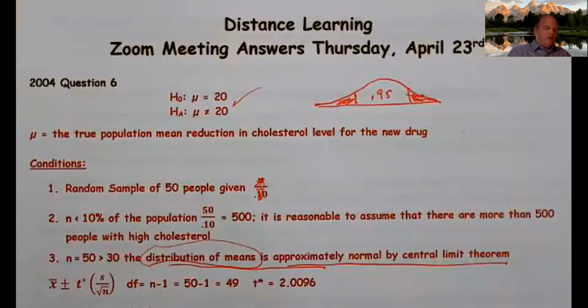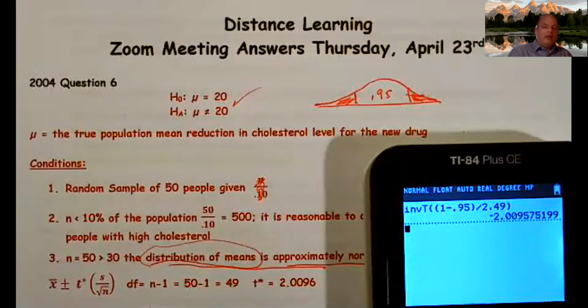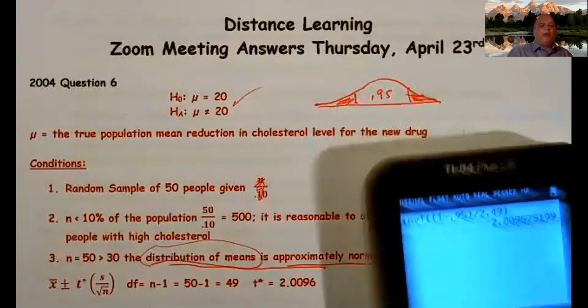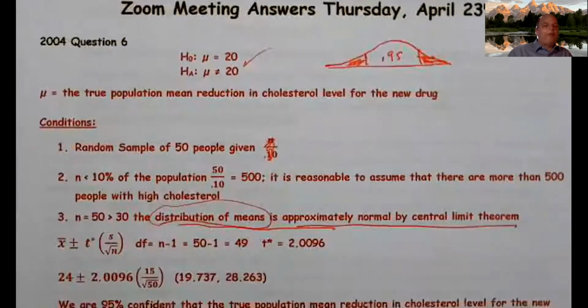And I get a t-star of about 2.0096. Now, obviously mine is negative. Always make your t-star positive. It just makes life easier. I mean, it's not wrong if you keep it negative. It's more difficult. All right.